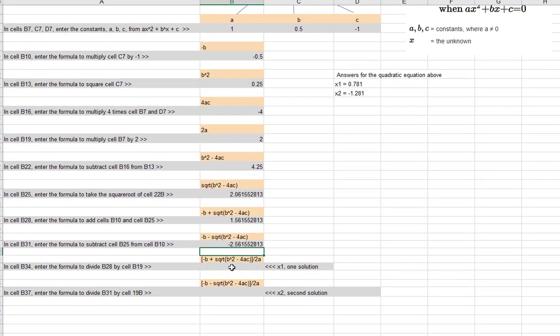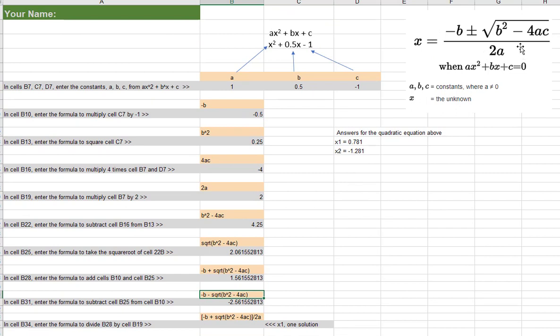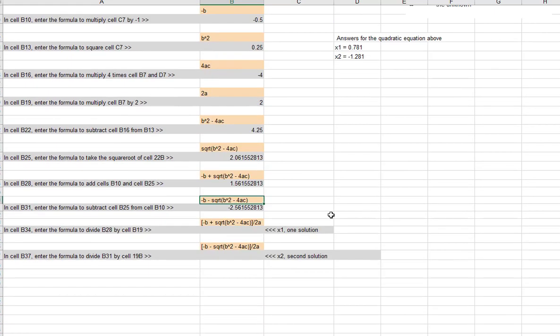Okay, so that's the subtraction operation. Now we're going to finally get to the x solutions, or the x answers. Okay, we're going to take that plus operation and then divide it by 2a. Then we're going to take that minus operation and divide it by 2a. So that's what's going on here. You see, you do the plus, you divide it by 2a, then you do the minus and divide it by 2a. So that's the last step here. So we're going to take this cell, the plus, which is B28, and divide it by B19, which is up here, which is 2a.